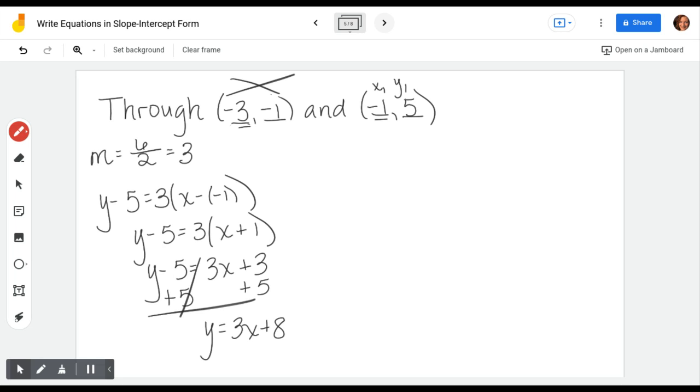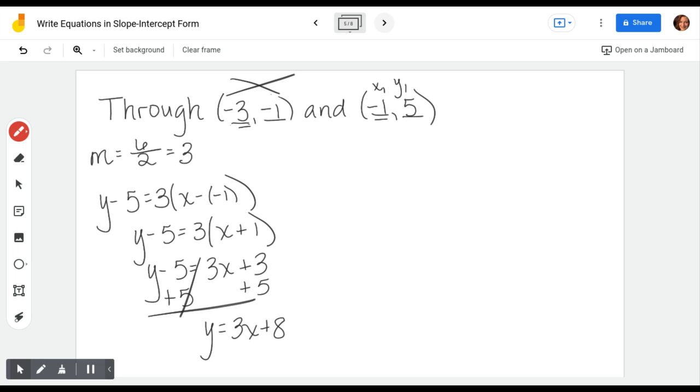Okay, so I'm going to use the same point for my x and my y. I'm going to plug these into y equals mx plus b. So I'm going to put 5 equals 3 is m times -1 plus b. So that's 5 equals -3 plus b. To get b by itself, I need to add 3. And I find out that b is 8. So my equation is y equals 3x plus 8. Ding, ding, ding, same thing.